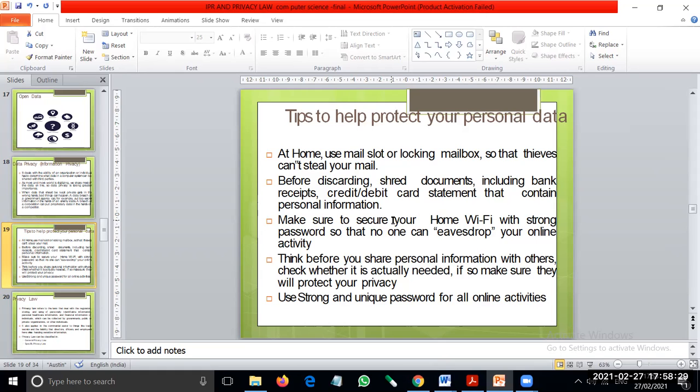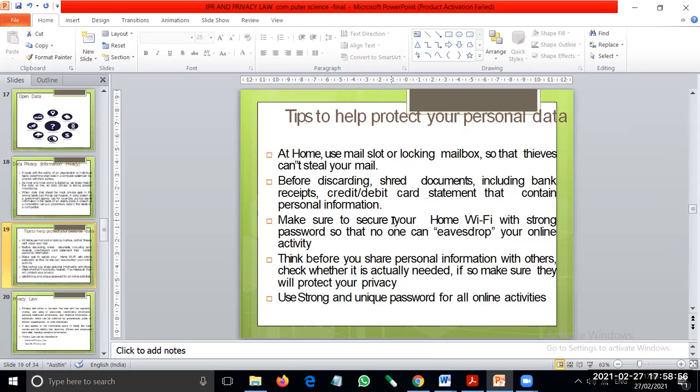Make sure to secure your home Wi-Fi with a strong password. ये भी एक इम्पोर्टेंट बात है, आप सिक्योर कर लो, पासवर्ड स्ट्रांग होना चाहिए. Now which type of password, like one capital letter, one small letter, numeric, symbol can be used so that no one can eavesdrop on your online activities. कोई भी आपकी चीजों को कॉपी नहीं कर सकता.